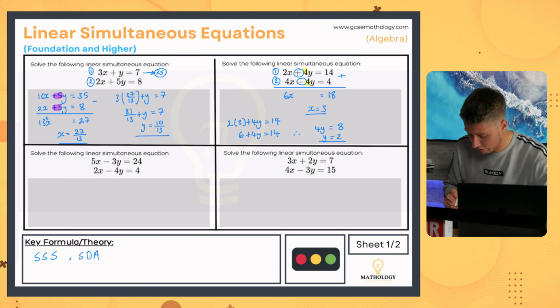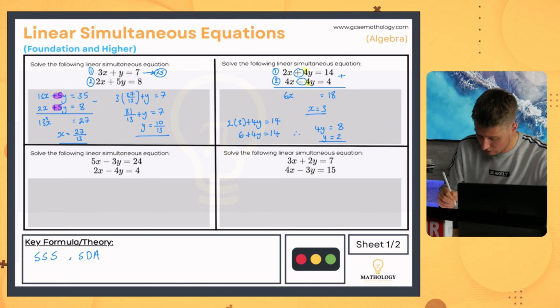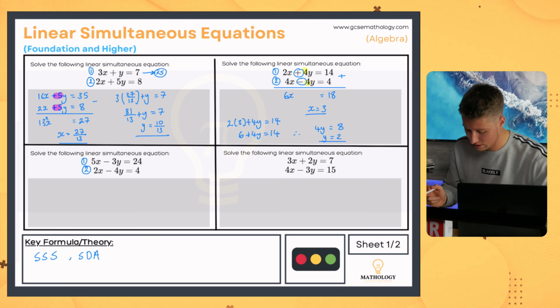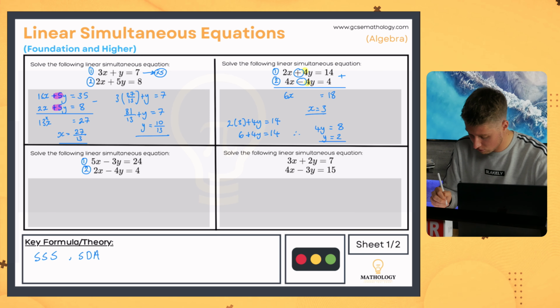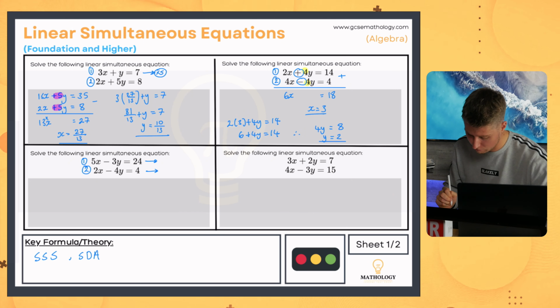Question 3 says solve the following linear simultaneous equation. We've got 5x minus 3y equals 24 and 2x subtract 4y equals 4. So again, step 1 is to make either all of the x's the same or all of the y's the same. Now in this case, we're going to have to multiply equation 1 and equation 2 by a number.